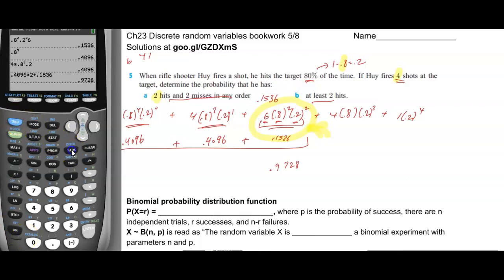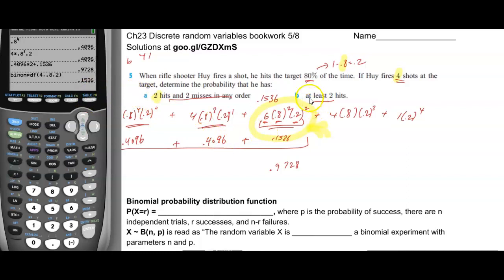So you just do second distribution, where is it? Binomial PDF. And we'll talk about what CDF would mean later. 4 tries, 0.8 chance of success. How many times? X means successes, so it would be 2. Paste. 0.1536. See? Works.